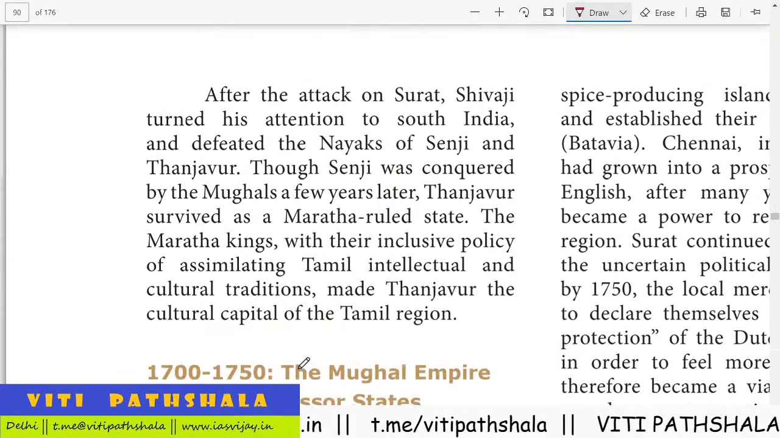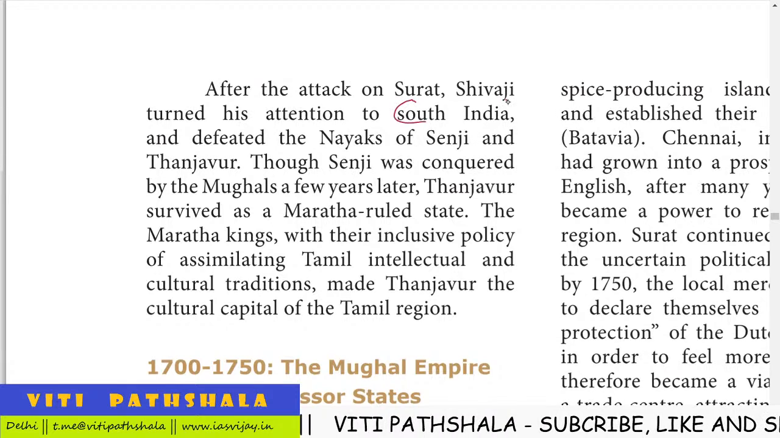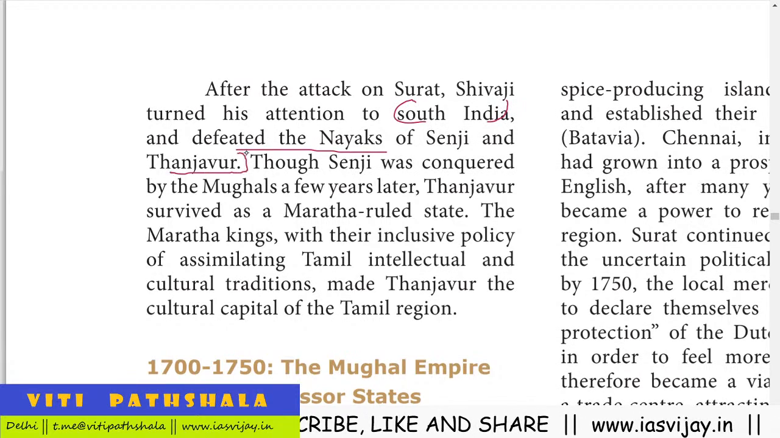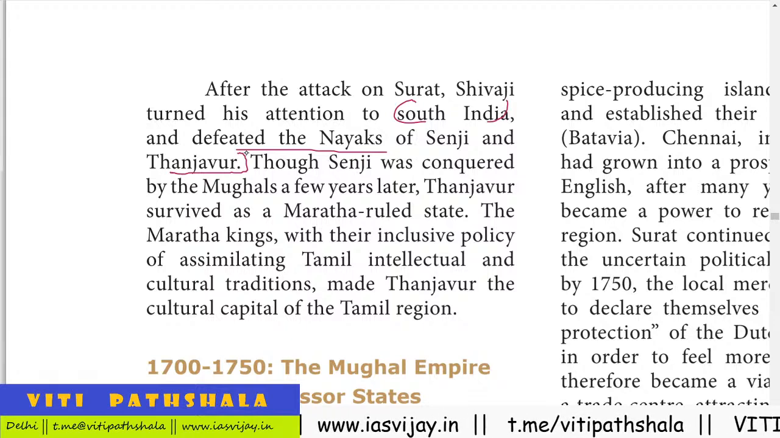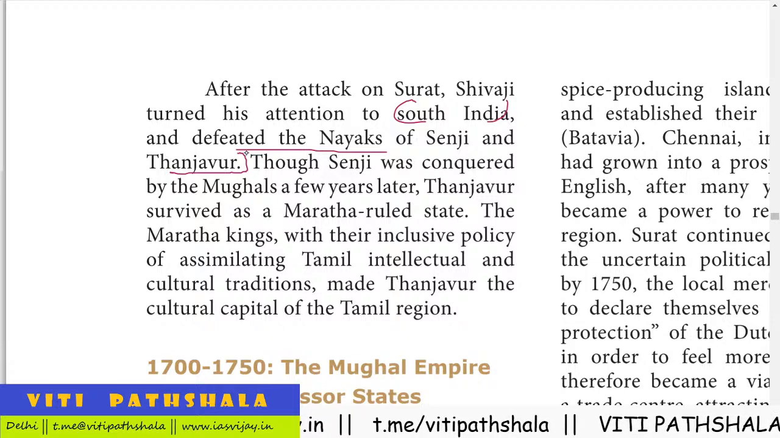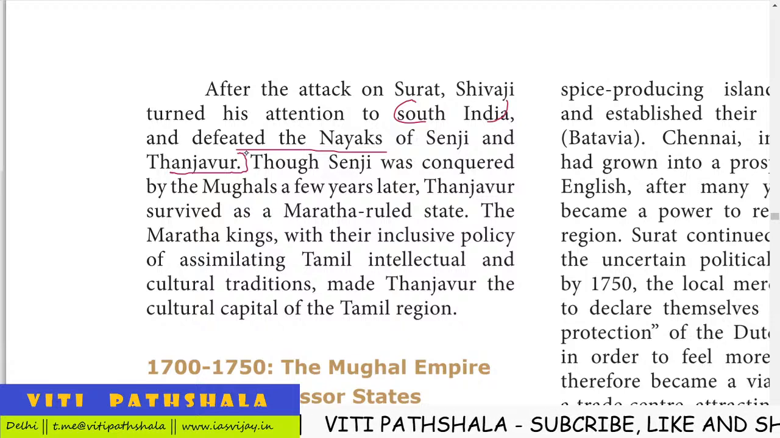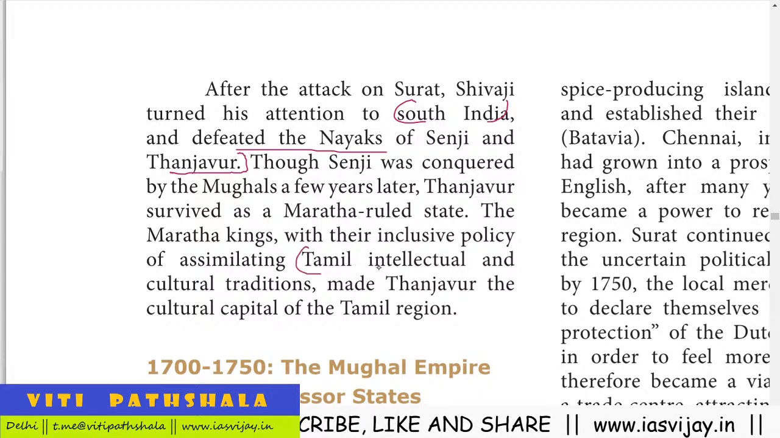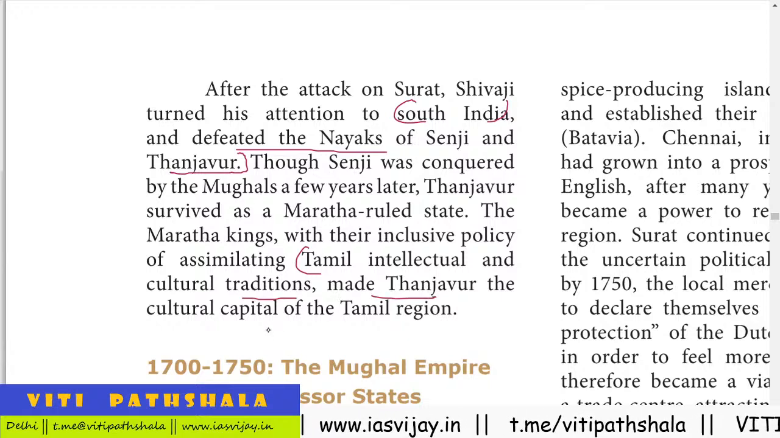Now, after the attack on Surat, Shivaji turned his attention to South India and defeated the Nayaks of Senji and Thanjavur. Though Senji was conquered by the Mughals a few years later, Thanjavur survived as a Maratha-ruled state. The Maratha kings, with their inclusive policy of assimilating Tamil intellectual cultural tradition, made Thanjavur the capital of the Tamil region.